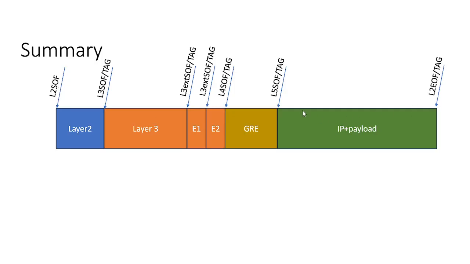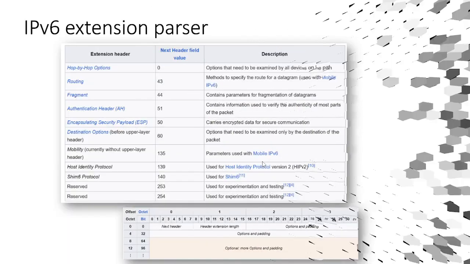Right? And that's what we started with. As we went through the layer 2 parser, we got L3 SOF and tag. When we went through layer 3 parsing, we got L3 extension SOF tag or L4 SOF and tag. So those were created. Now when we finish the GRE parsing, we'll get the L5 SOF and tag. And using all these markers, we'll be able to strip or remove the GRE headers and whatever is required to make an ideal packet, right?